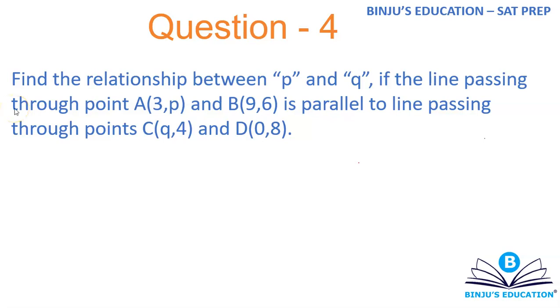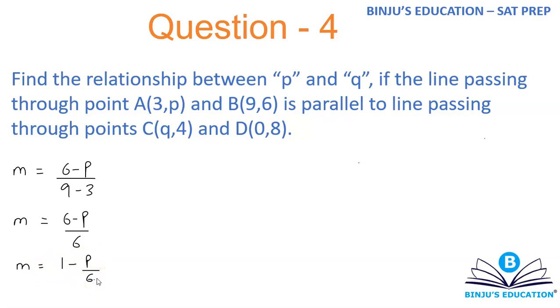Find the relationship between P and Q if the line passing through points A (3, P) and B (9, 6) is parallel to the line passing through points (Q, 4) and (0, 8). Let's first find the slope. The line passing through A and B has slope 6 minus P divided by 9 minus 3, which is 6 minus P divided by 6. So the slope is equal to (6 minus P) by 6.